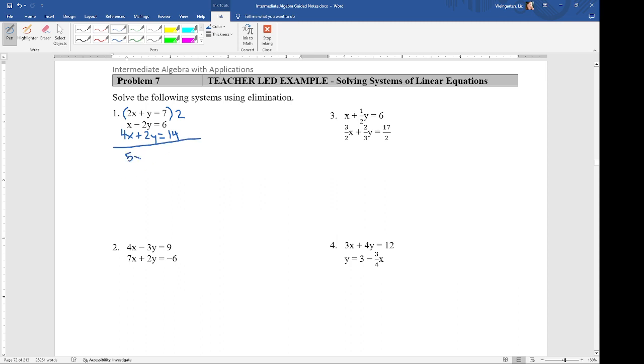I end up with 5x. The y's cancel out, and that is going to be equal to 20. Dividing both sides by 5, we get x equals 4. Now we can plug that 4 into either equation to solve for y. I'll plug it into the first equation.